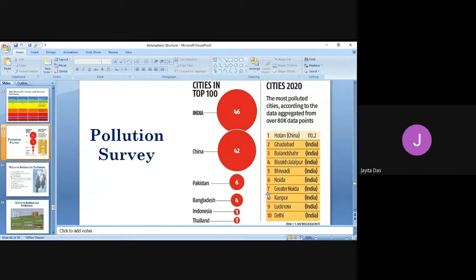Reduce the use of AC, fridge, etc. Can you stay without using AC? Can we really stay without using AC? Not in my house, ma'am. Okay, we can. Tell me one way through which you can keep your room cool without AC.